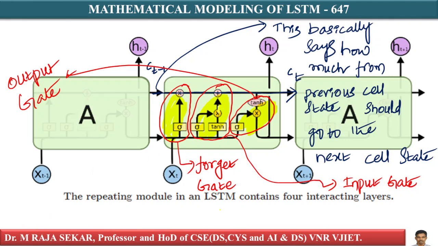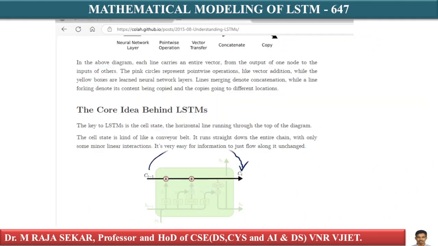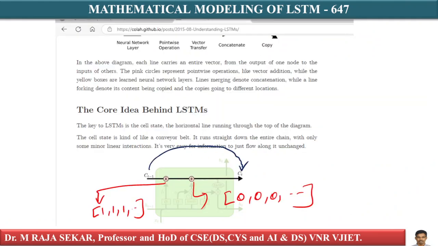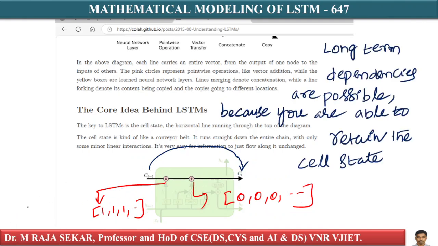See this repeating module in an LSTM. The input gate says how much the cell state should be modified, isn't it? If you want, you can have a skip over connection in this place. If you keep all ones here and all zeros here, this is a skip over connection. The same ct minus 1 will be the same as ct, isn't it?